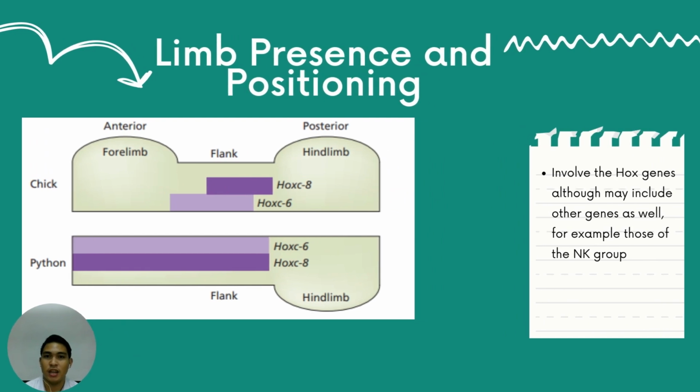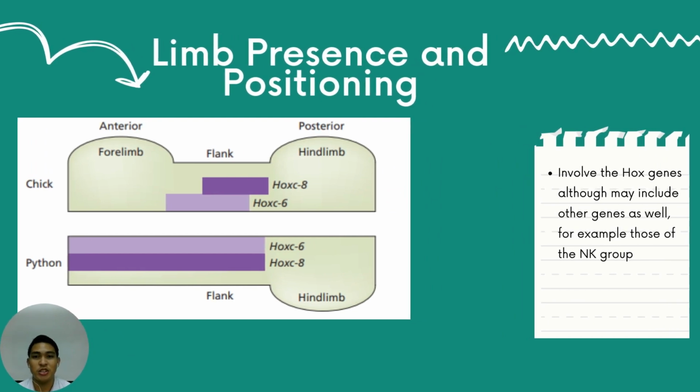Let's proceed to the limb presence and positioning. As you can see on the slide on the left portion, I have here an illustration of the Hox gene expression in the flank of chick and python embryos. Some tetrapods have greatly reduced limbs or have lost them altogether. This includes the snakes, the whales, and the forelimbs of the flightless birds. Often a rudimentary girdle or portion of the proximal limb skeleton survives as a vestige, indicating that the ancestors had more substantial limbs than their modern descendants.